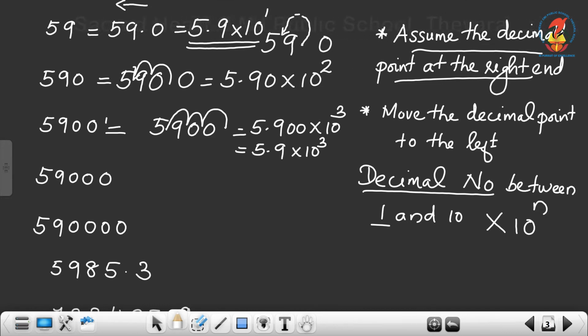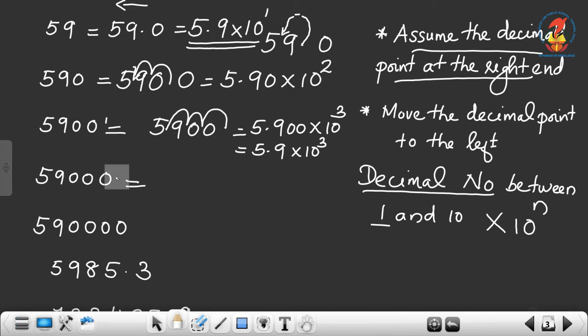When we multiply with 10 raised to 3, which means multiplying with 1000, these zeros will automatically come in the number. So this is the usual form, and this one we can call the standard form, 5.9 into 10 raised to 3. Now next, 59,000.